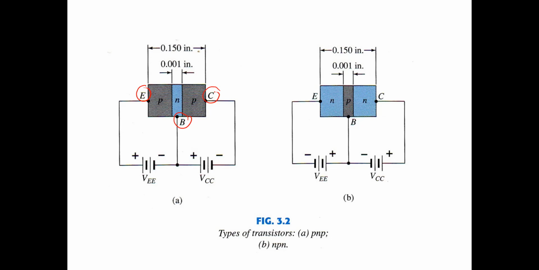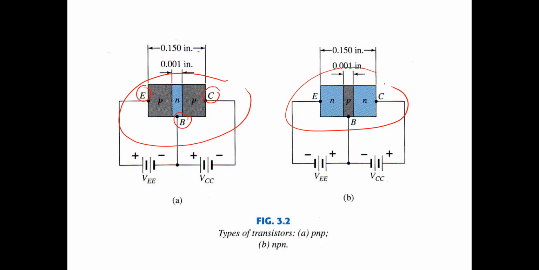There are two types of bipolar junction transistor. The first one is PNP. PNP means that the emitter and collector are P type, and the base is N type. And then the other is NPN. NPN means that the emitter and collector are N type, and the base is P type.